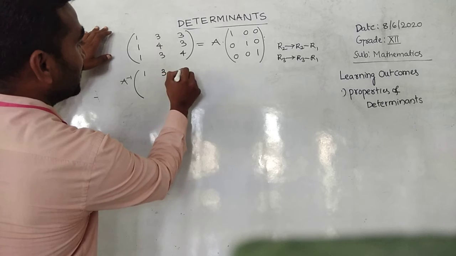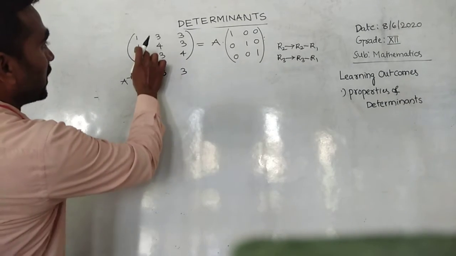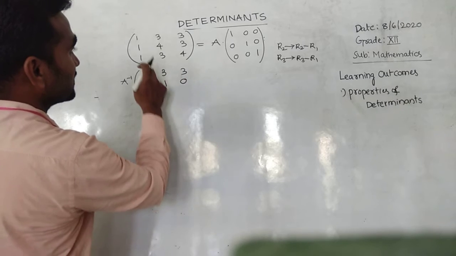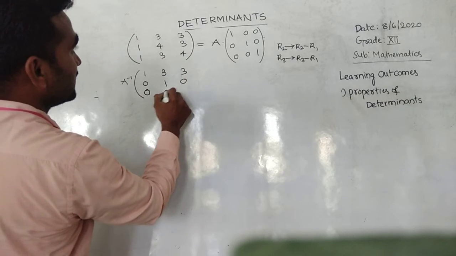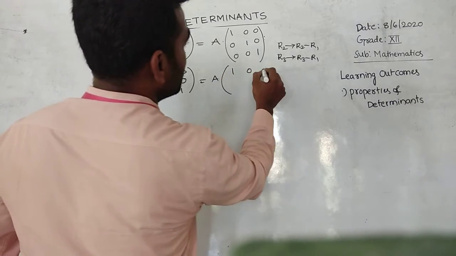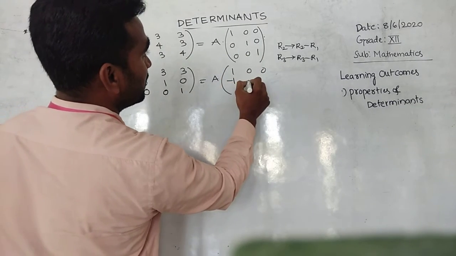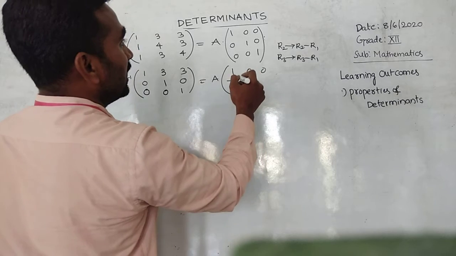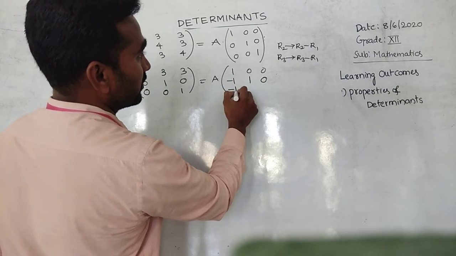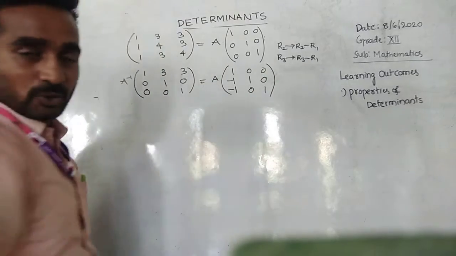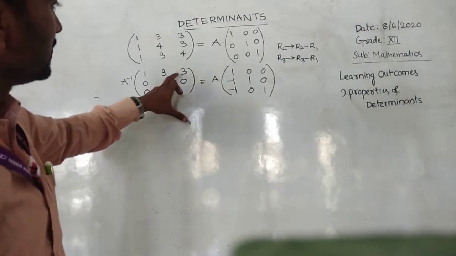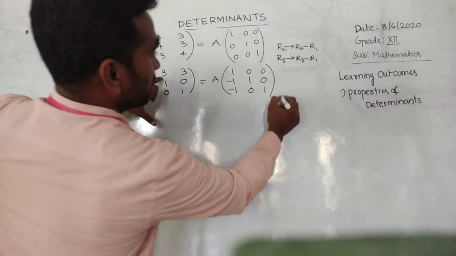1 3 3, so don't disturb R1. Now R2 implies R2 minus R1. 1 minus 1, 4 minus 3, 3 minus 3, 1 minus 1, 3 minus 3, 1 is equal to A. 1 0 0, R2 implies R2 minus R1 gives minus 1 1 0, R3 implies R3 minus R1 gives minus 1 0 1. Do the same thing in left side and right side. So here this should be 0, this should be 0. Next one, try to make 0.